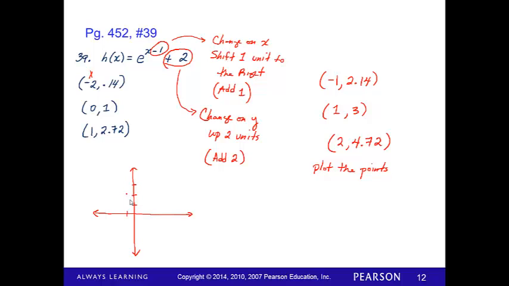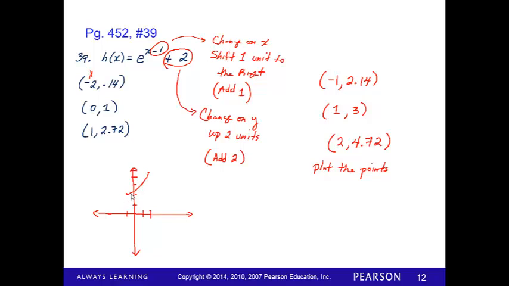-1, 2.14, there we go. 1, 3, and 2, 4.7. Looks almost something like this. And then connect your points.